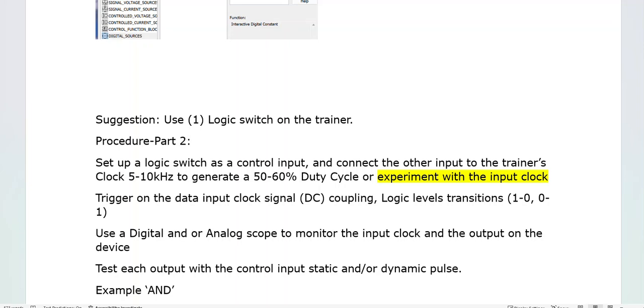On the bench, you'll need to monitor that clock as well, and then test the static and/or dynamic pulse. Now, when we say dynamic pulse, we're really referring to an AC signal. The static would be the DC. Okay.